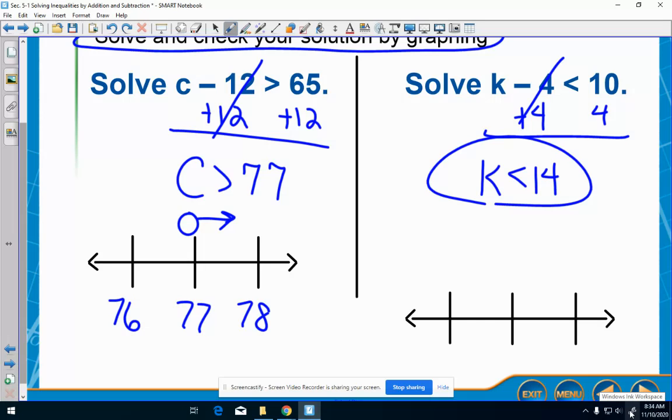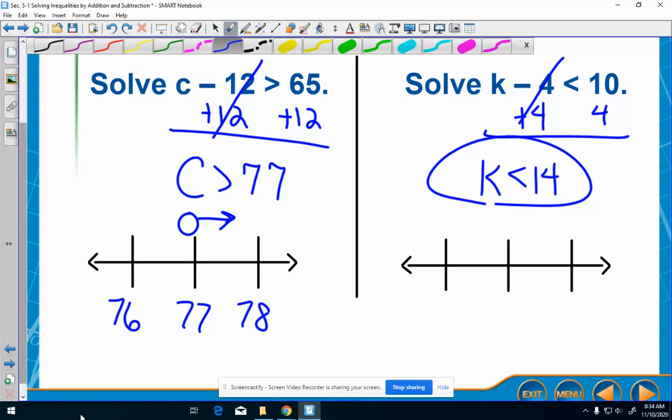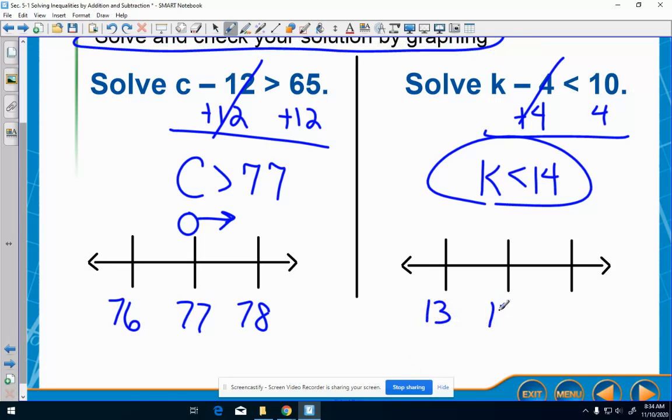If I'm gonna graph that, what does it look like? Kelsey, what do you think? Yeah. All right. Yep. Okay. To the left.